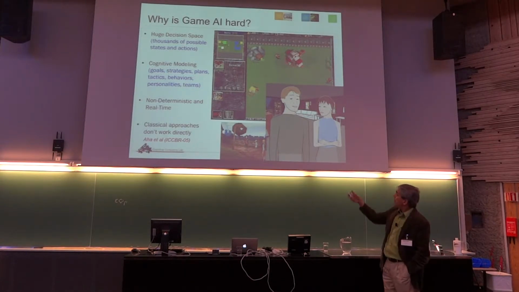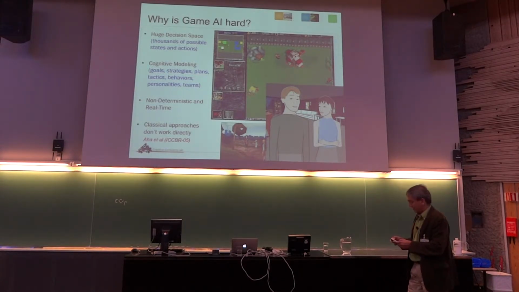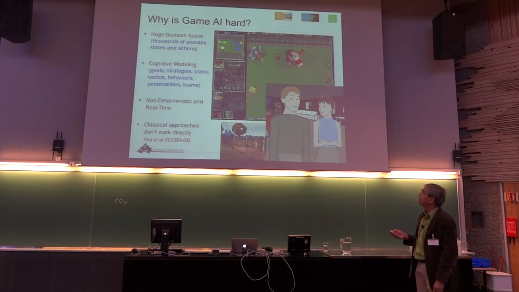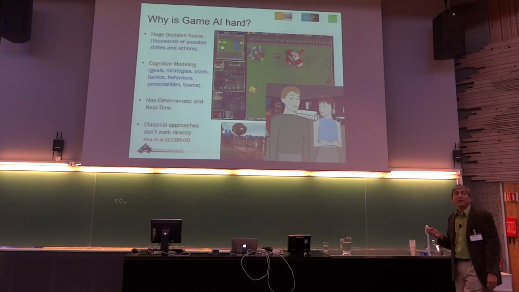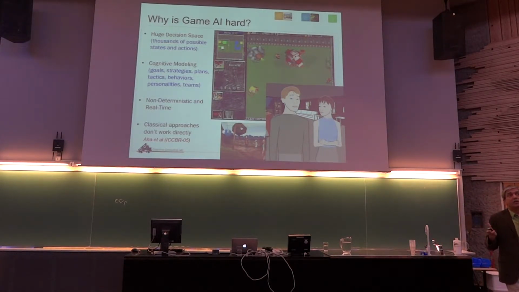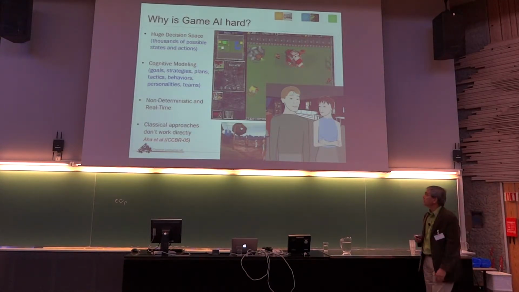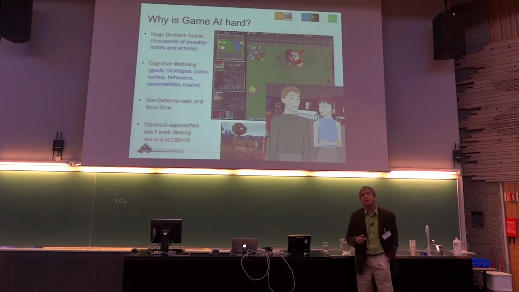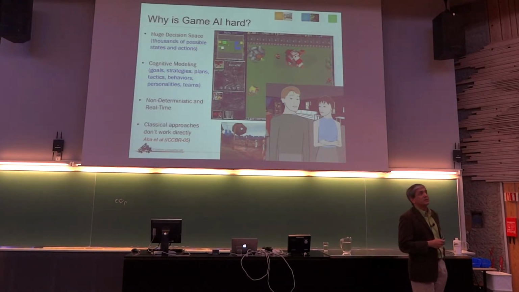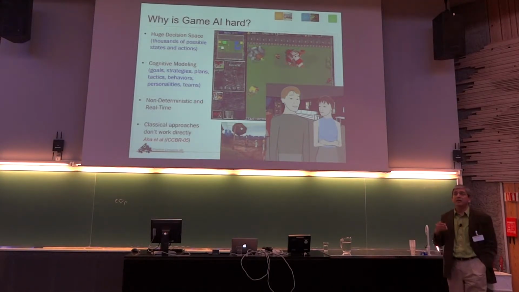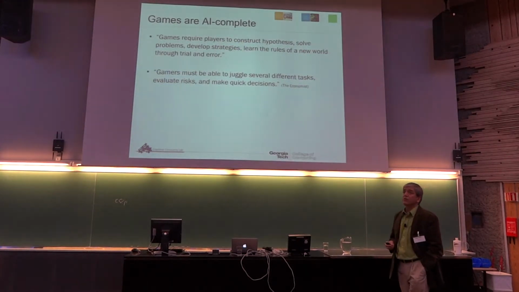You have to model a very broad range of human-like behaviors, goals, strategies, plans, teaming behaviors, emotions, personalities, lots of things that are important to the games depending on the game. Not every game needs all of these, but to do AI in general, you do need a range of these. And lots of people have argued that classical approaches in AI don't work in these types of situations. They don't scale and they don't capture the rich nature of these games. In fact, games are what we call AI complete.